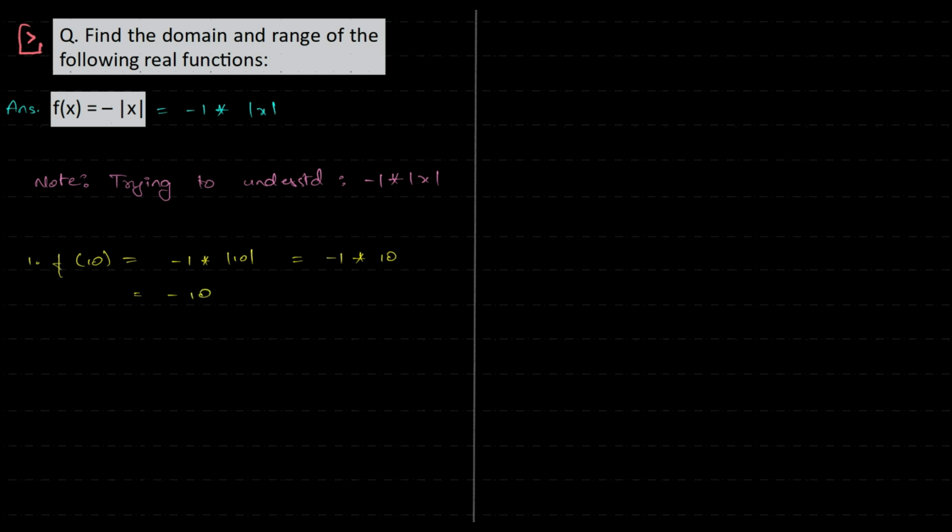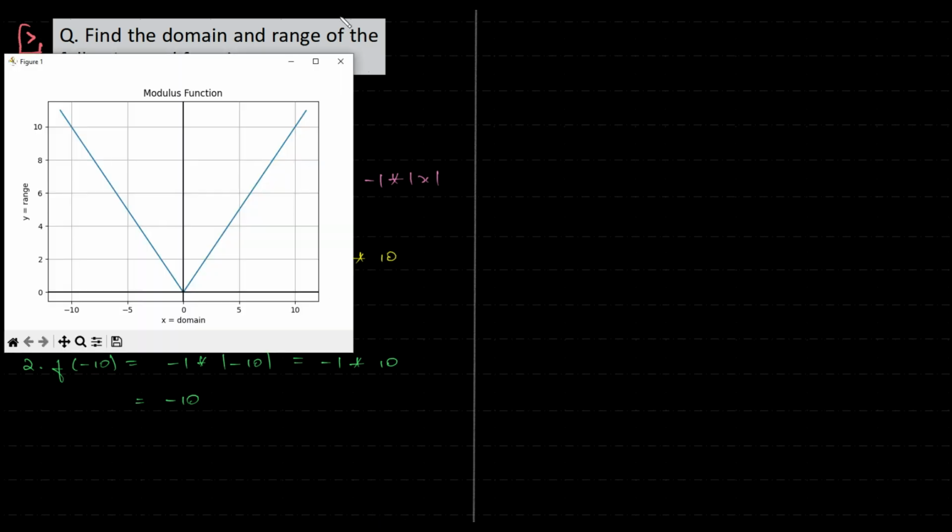Next, let me take up f of minus 10. So that will be minus 1 into modulus of minus 10. What is modulus of minus 10? That would be plus 10, and we end up with minus 10. So what are we looking at? We are looking at negative answers, right?